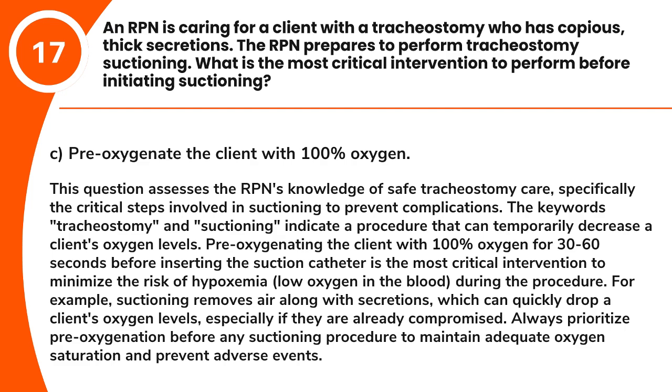This question assesses the RPN's knowledge of safe tracheostomy care, specifically the critical steps involved in suctioning to prevent complications. The keywords tracheostomy and suctioning indicate a procedure that can temporarily decrease a client's oxygen levels. Pre-oxygenating the client with 100% oxygen for 30 to 60 seconds before inserting the suction catheter is the most critical intervention to minimize the risk of hypoxemia, low oxygen in the blood, during the procedure.